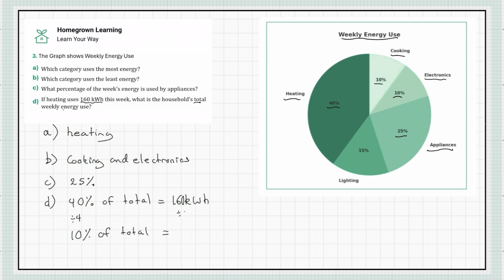And I can divide this by 4 as well. 160 divided by 4 is just going to be 40. Okay, so now I can see that 10% is equal to 40. That means 100% of the total must be equal to 10 times as much, or 400 kilowatt hours. There's another way to do this, but using the unitary method and breaking it up into easy percentages is a very simple way to solve them.